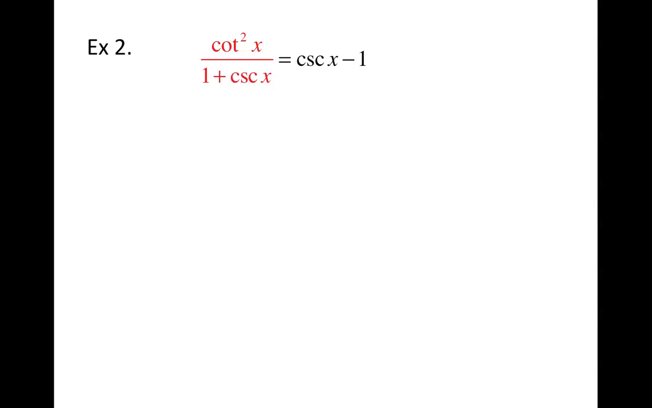Example 2. Obviously, the left-hand side is much more complicated. We do not want to cross-multiply. The directions, when we look back through the steps, say to choose one side and work with each side separately.